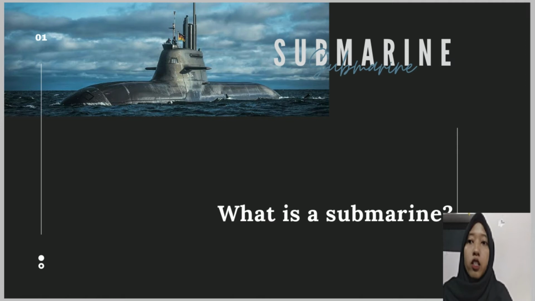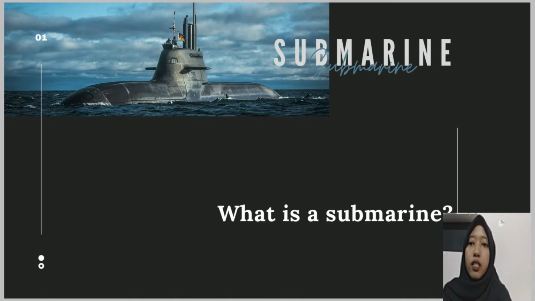Before we go any further to find out about submarines, surely we need to know the general definition of a submarine. So, what is a submarine? A submarine is a craft that moves or operates underwater. Submarines are specifically built and designed to operate underwater for a given period of time. In its operation, submarines have a particular technique for being able to float or sink below the surface of the water at a certain depth that has been adapted to their ability.